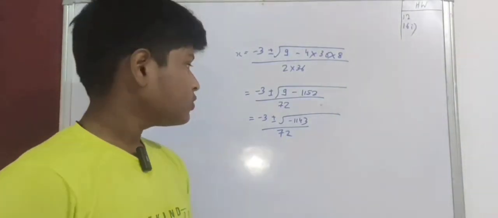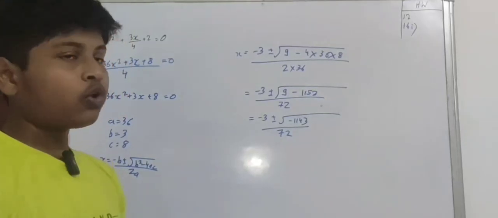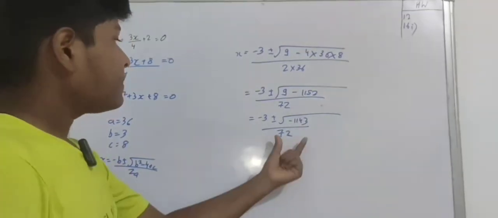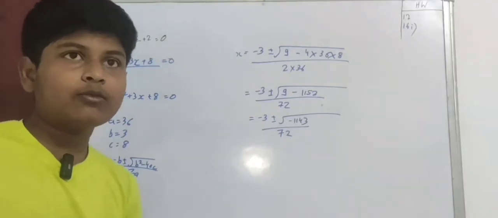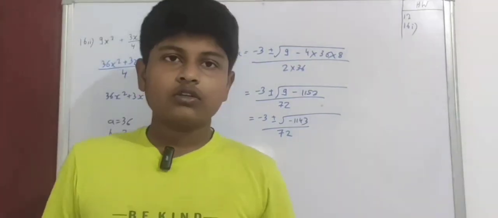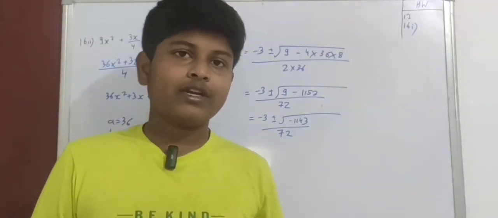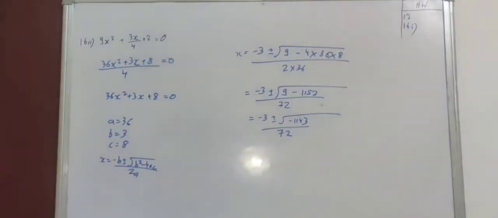Now we have to separate the plus and minus and solve it separately. So we have to find the under root of minus 1143. Since under root of minus 1143 is not possible because a negative root is not possible, so it is not a quadratic equation.